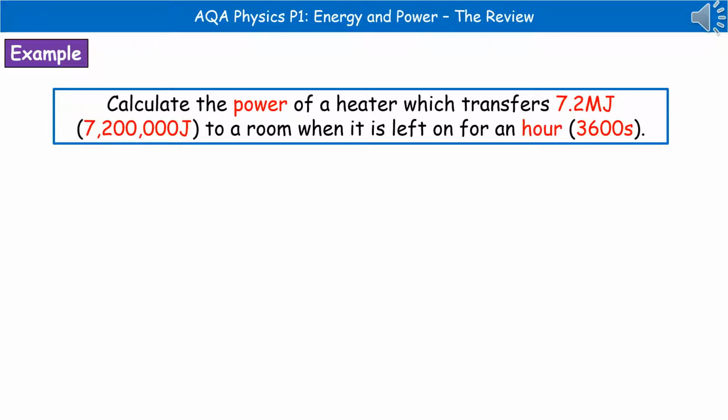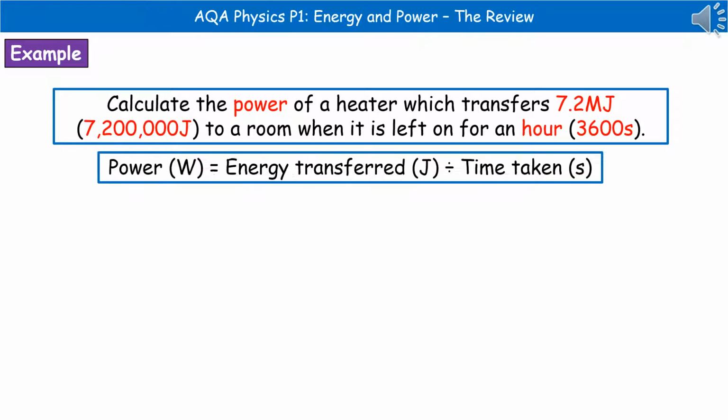As always with our calculation questions, step 1 is circle, underline or highlight the important bits of information. Now in this example I very kindly converted the megajoules and the hour into our standard units of joules and seconds. But do check the units because that will tell you whether you need to convert or not.